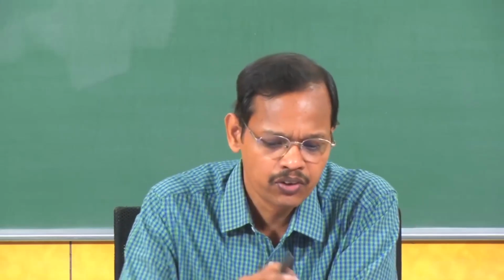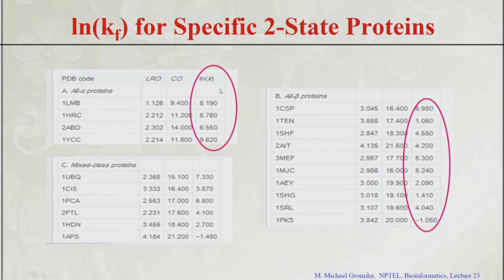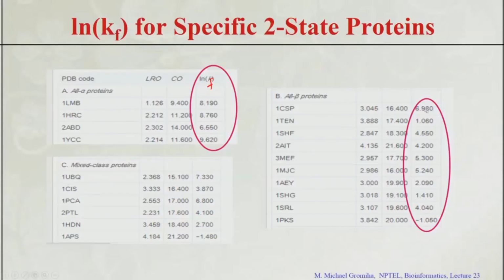Now I show the values for the all alpha proteins and all beta proteins. This is the logarithm of the folding rate, ln kf. For all alpha proteins it is very high; you can see the rate is 9.6 per second, logarithmic. For all beta proteins the values are 1, 2 as well as -1, because it takes time. If you look at these numbers, generally all alpha proteins fold faster than all beta proteins, but that is not very strict, because sometimes even all beta proteins can fold fast. The cold shock protein, CSP, folds at 6.98, similar to this one. But generally you can say that all alpha proteins fold faster than all beta proteins.